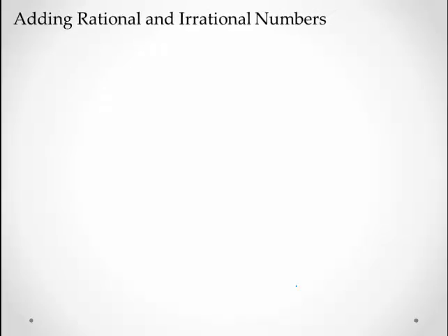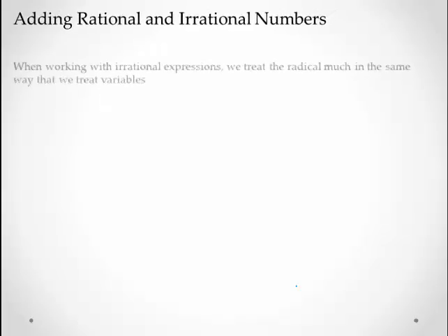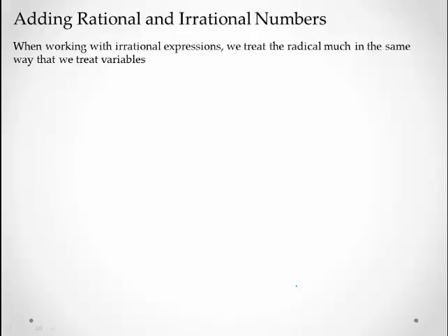Okay, when we add rational and irrational numbers, when we're working with irrational expressions, we are going to treat the radical the same way we treat variables. For example, if I have a 2 and a y together, I get 2 plus y or y plus 2. I can't combine them. They don't match.